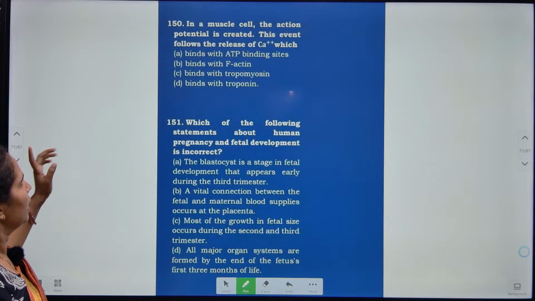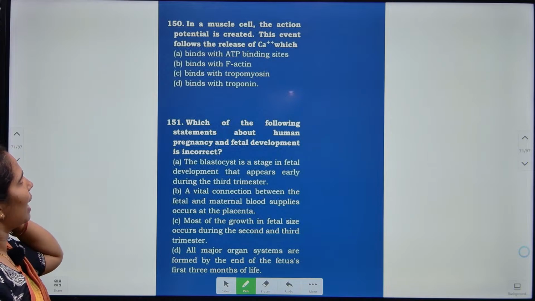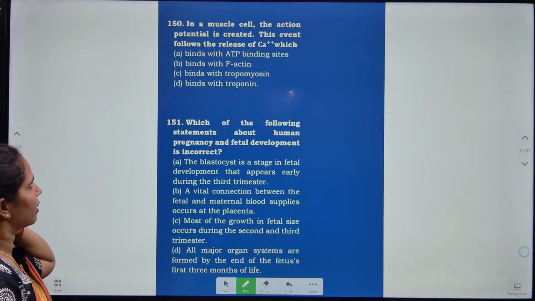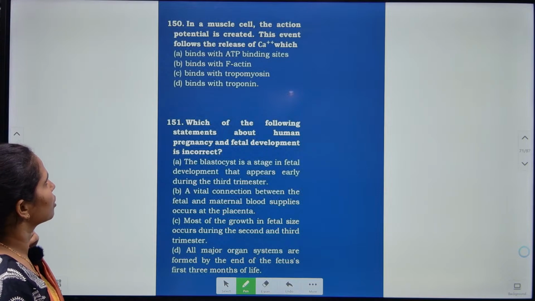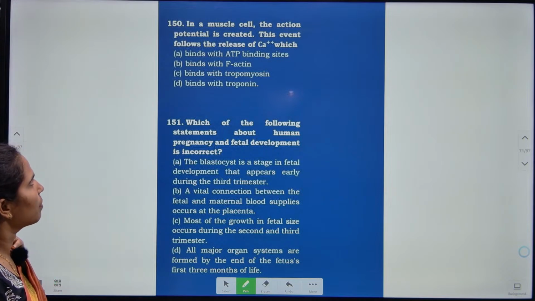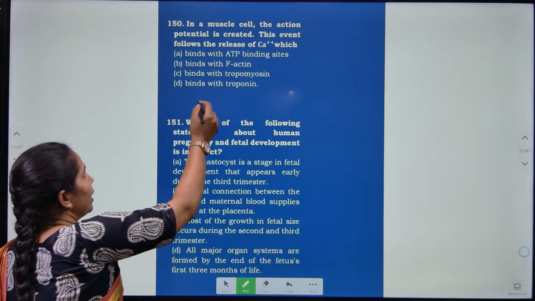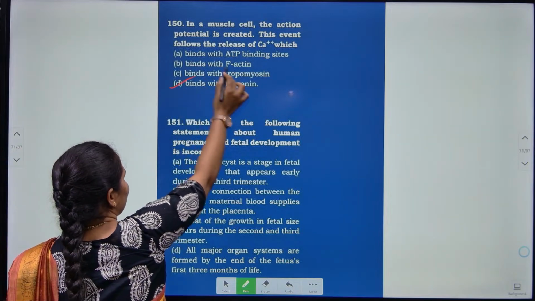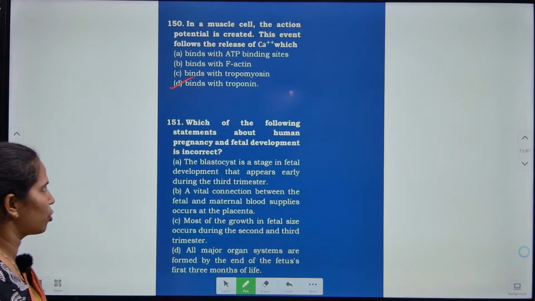Now, in a muscle cell, the action potential is created. This event follows the release of calcium ions, which is a direct question here. The calcium ions are going to bind with troponin here.